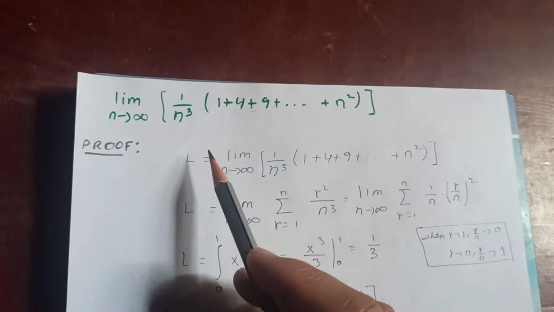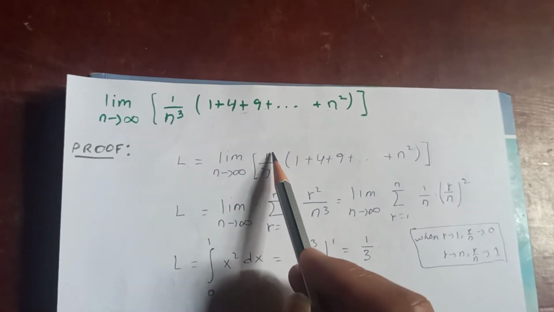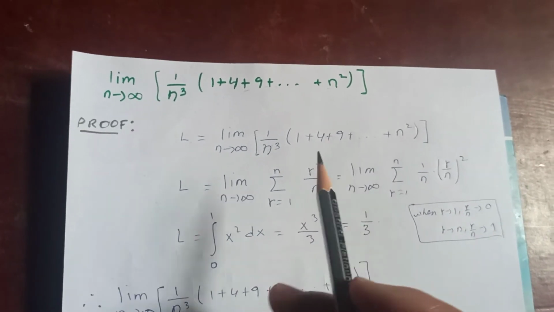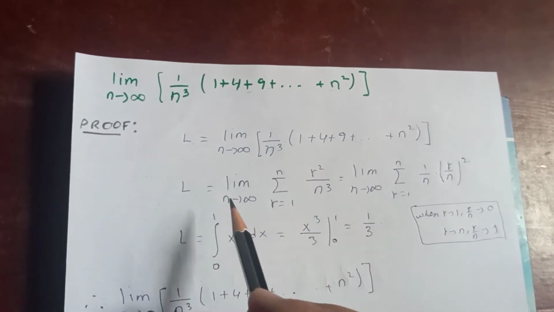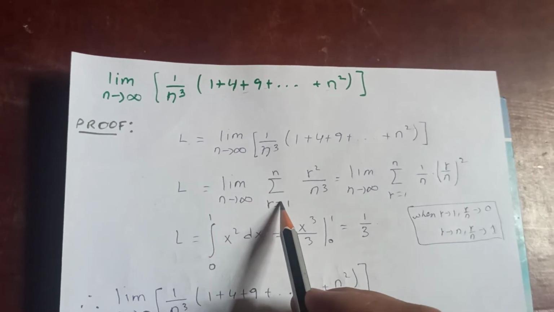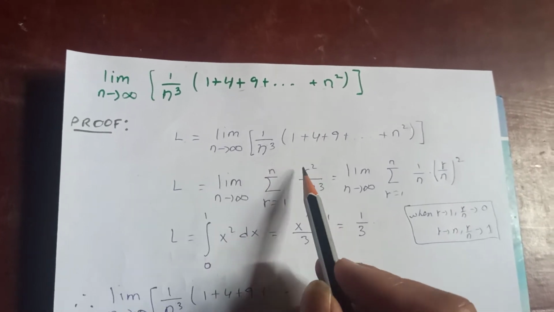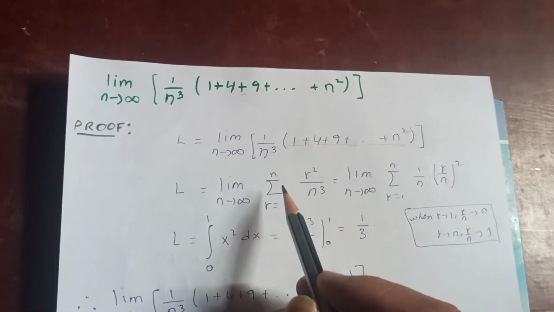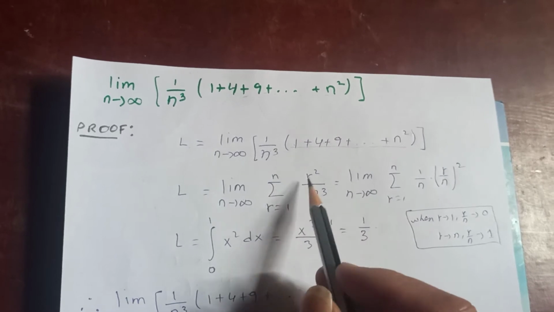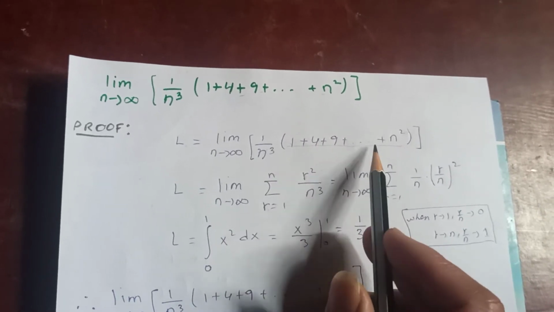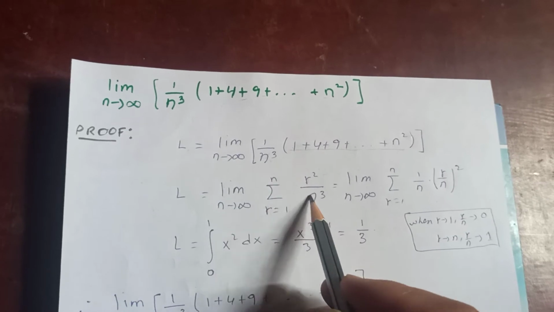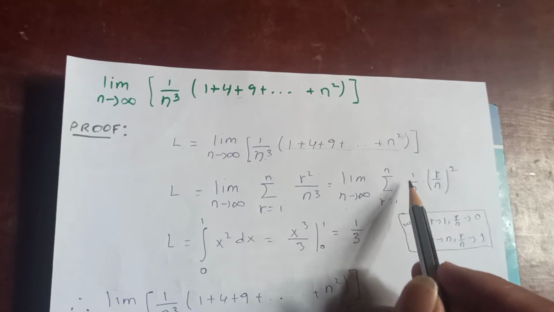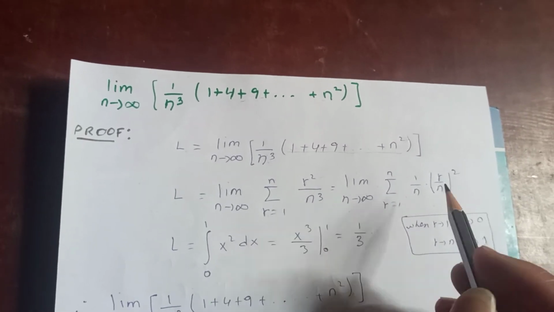So let's say our limit is L. L is the limit as n tends to infinity of 1 over n cubed times (1 plus 4 plus 9 plus and so on up to n squared). Now let's put it in terms of summation: the limit as n tends to infinity of the sum from r equals 1 to n of r squared. If you put 1, you get 1; 2 squared is 4; 3 squared is 9; up to n squared. Upon this is n cubed, so we take the limit as n tends to infinity of the sum from r equals 1 to n. Now 1 over n I'm taking out here, so you get n squared, which is (r by n) whole squared.